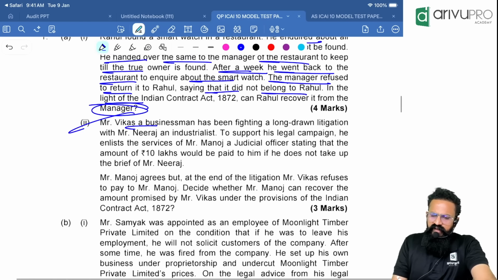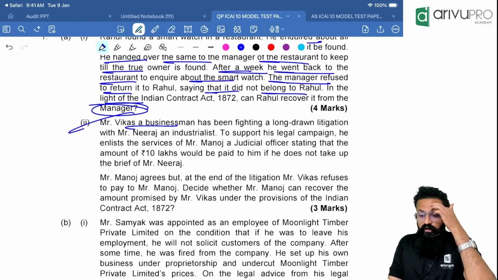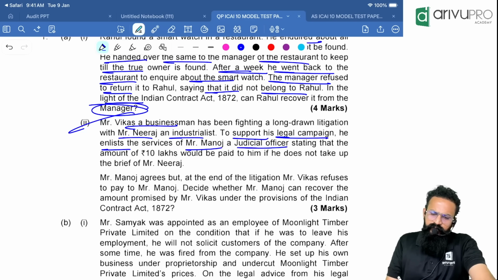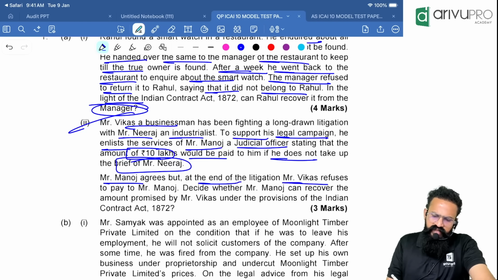Next one, Mr. Vikas, a businessman, has been fighting a long drawn litigation with Mr. Neeraj, an industrialist. To support his legal campaign, he enlists the service of Mr. Manoj, a judicial officer, stating that amount of 10 lakhs would be paid to him if he does not take up the brief of Mr. Neeraj. Mr. Manoj agrees, but at the end of litigation, Mr. Vikas refused to pay Mr. Manoj. Decide whether Mr. Manoj can recover the amount promised.